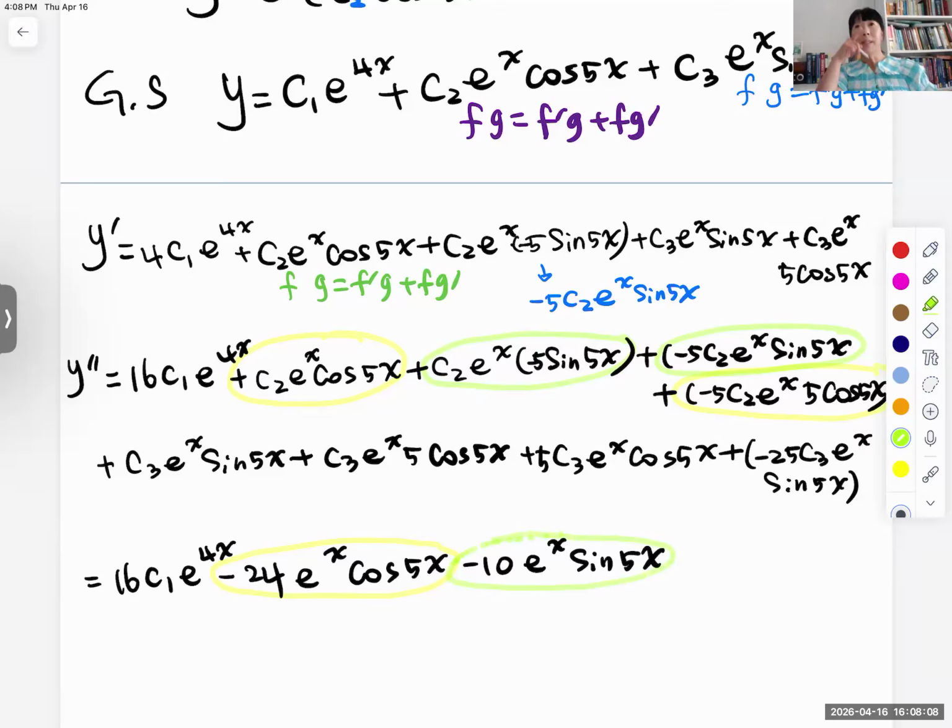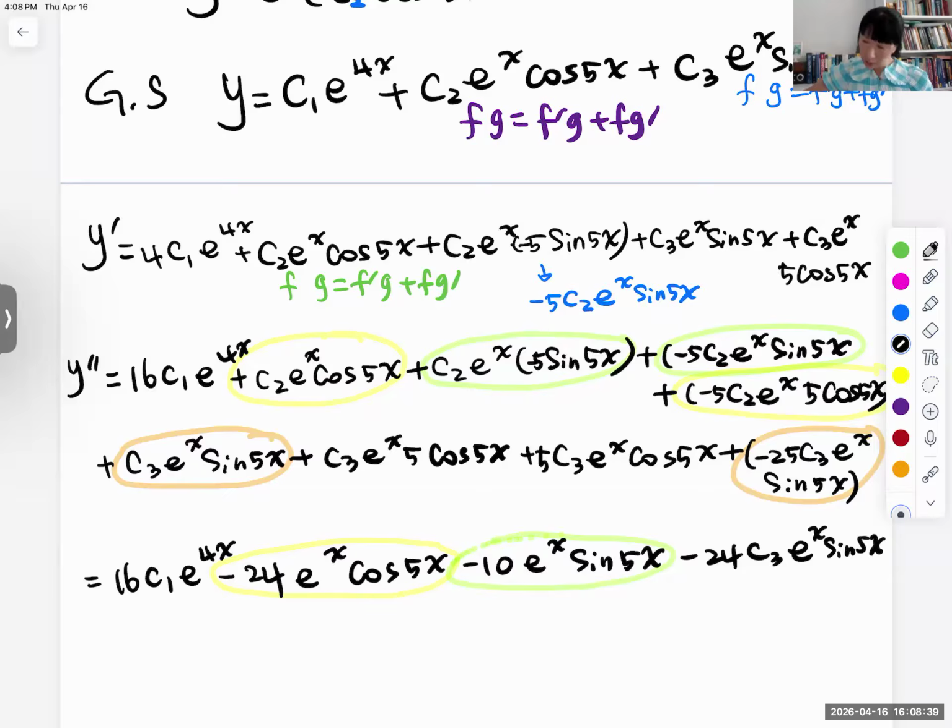Okay. Now let's see. And C sub 3 sine, this one. And the last term. So negative 25 plus positive 1, also negative 24. So negative 24 c sub 3 e to the x sine 5x. So that will be the orange color one.